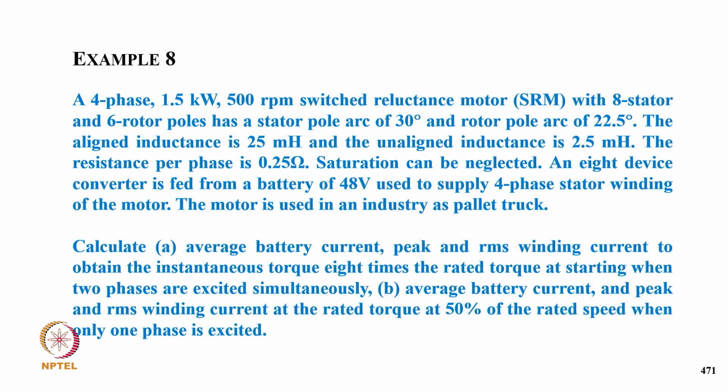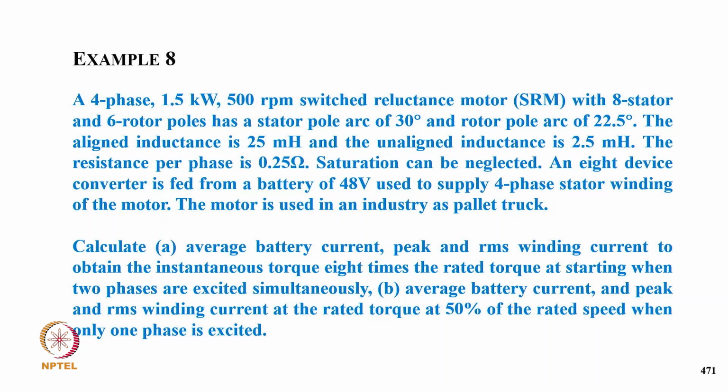Now coming to example 8. A 4-phase 1.5 kilowatt 500 RPM reluctance motor with 8 stator and 6 rotor poles has a stator pole arc of 30 degrees, rotor arc of 22.5 degrees. The aligned inductance is 25 millihenry and the unaligned inductance 2.5 millihenry. The resistance per phase is 0.25 ohm.